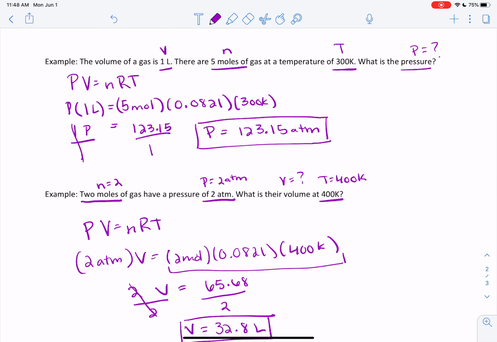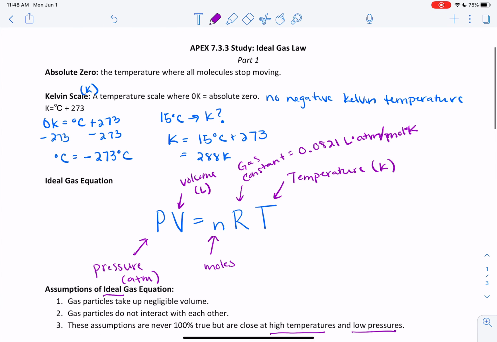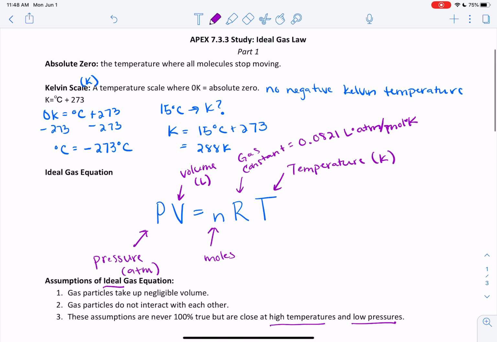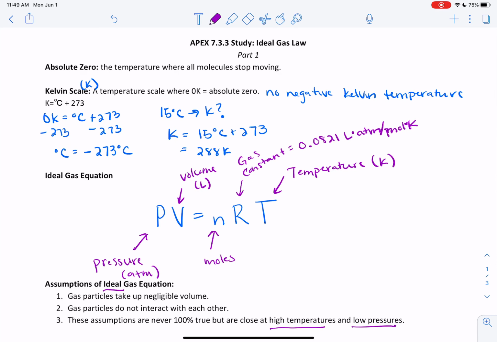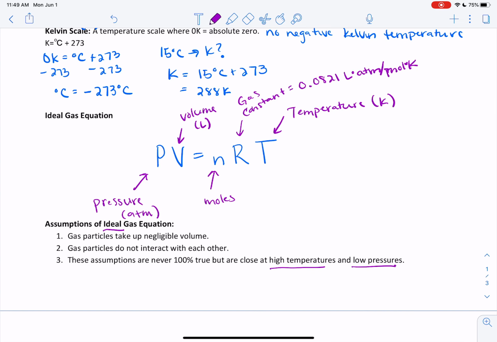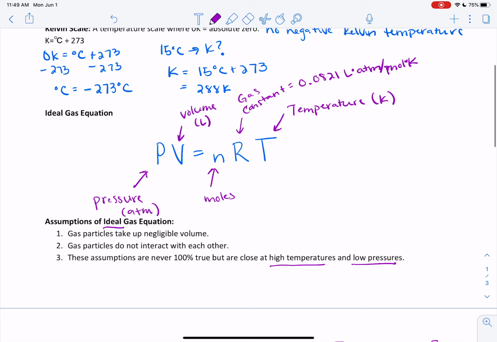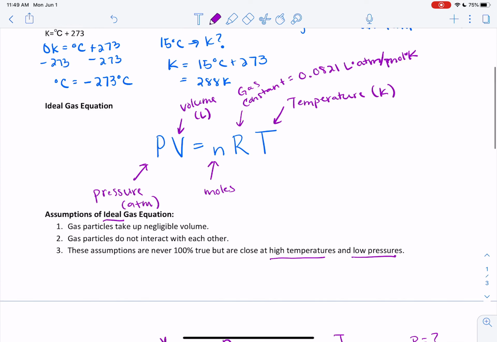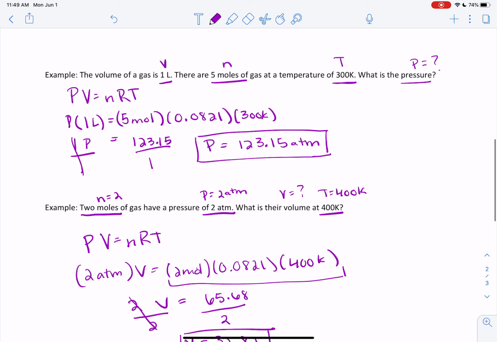Okay, so from this section of the APEX, what we really want to know is, what is absolute zero? What is the Kelvin scale? How do you convert Celsius to Kelvin? What is the ideal gas equation? We need to know these 2 assumptions, that the particles take up negligible volume, they're very small, and they don't interact with each other. And then we need to be able to use that PV equals nRT ideal gas equation. And here are a couple examples.